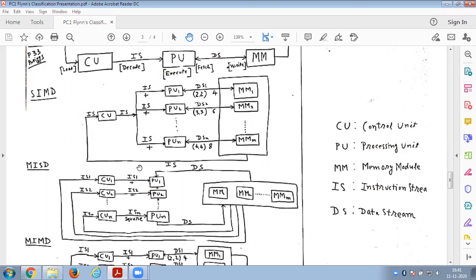That means the same instruction is loaded, decoded, and the decoded same instruction is given to different processing units. Then data is fetched from memory into the processing units, and the result is written back into the memory. That means single instruction stream, multiple data stream, DS1, DS2, DSN, etc. But IS is the same single instruction stream.